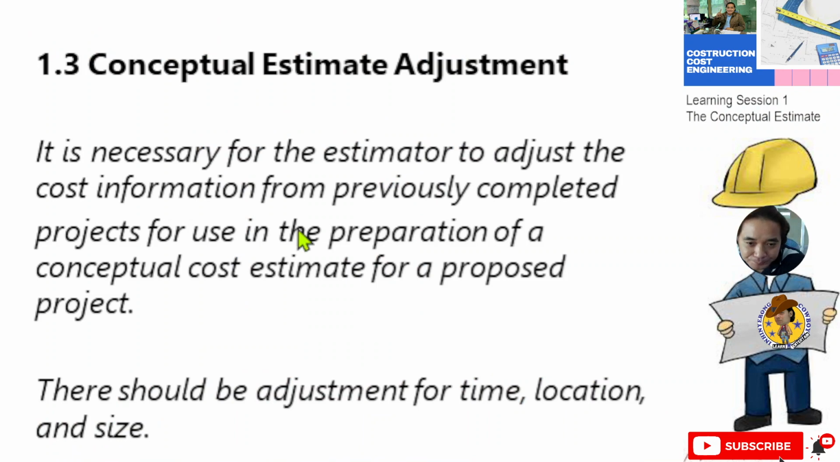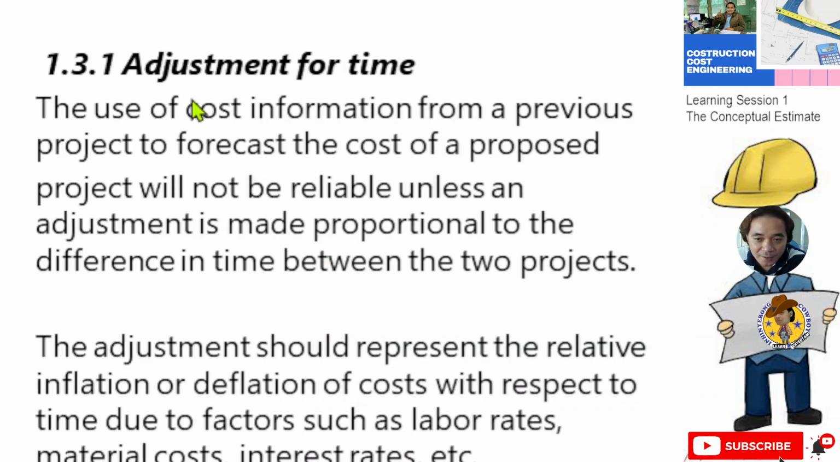Next, we are now on the conceptual estimate adjustment. It is necessary for the estimator to adjust the cost information from previously completed projects for use in the preparation of a conceptual cost estimate for a proposed project. There should be adjustment for time, location, and size. Adjustment for time: the use of cost information from a previous project to forecast the cost of the proposed project will not be reliable unless an adjustment is made proportional to the difference in time between the two projects.